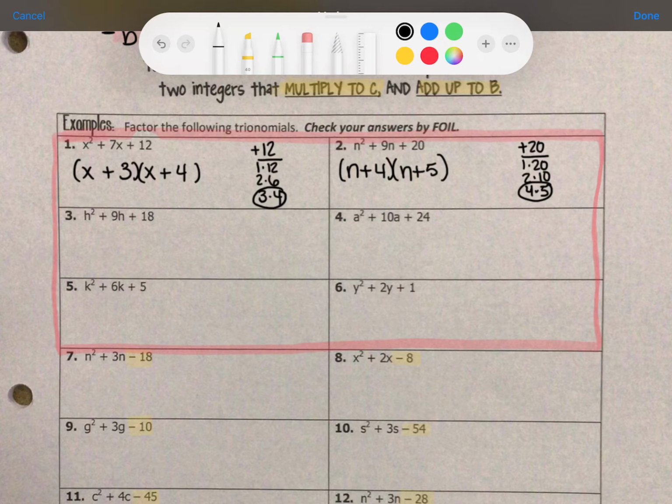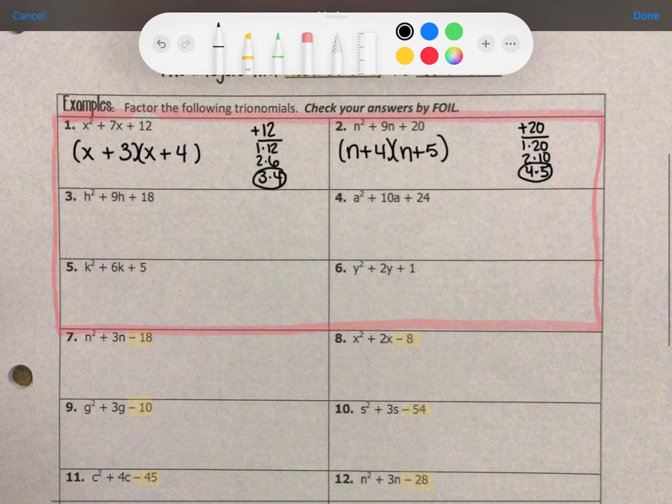If you want to, you can pause the video and give 3, 4, 5, and 6 a try. Then you can unpause the video and see if you got them correct.